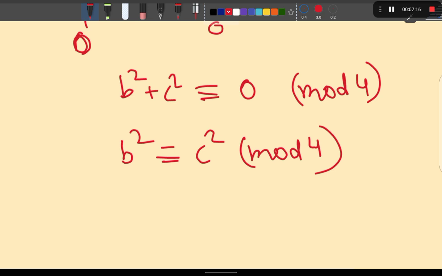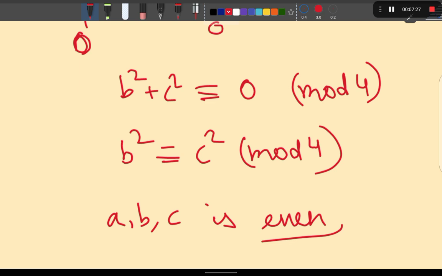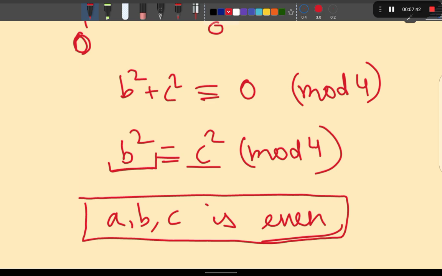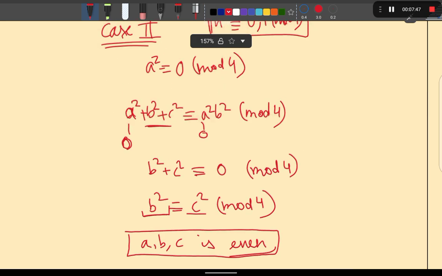which means that if two squares are congruent mod 4, we can see that a, b, c is even. Why, you may ask? Because it leaves no remainder. There is no remainder when b square is divided by 4 and c square is divided by 4. There is no remainder since it's a square and both squares are congruent. So we got a, b, c is even. Now we can remember that result.